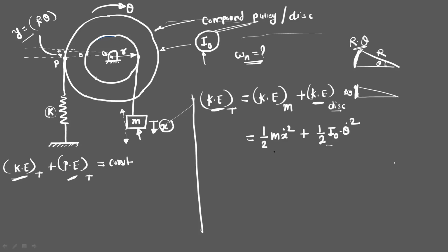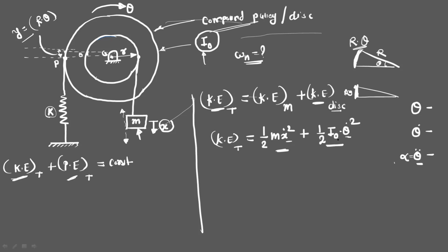This equation is similar to the linear kinetic energy. Just replace mass by mass moment of inertia, and the linear velocity by angular velocity theta dot. Theta is the angular displacement, theta dot is the velocity, and theta double dot is the angular acceleration. Generally we take theta double dot as alpha, but in vibration we consider it as theta double dot, basically a second differentiation with respect to time. So this is the total kinetic energy.